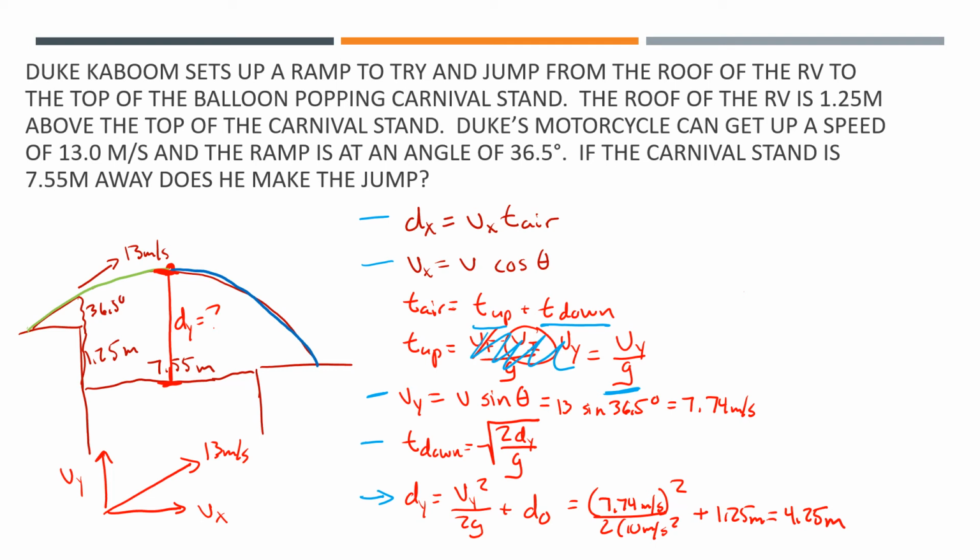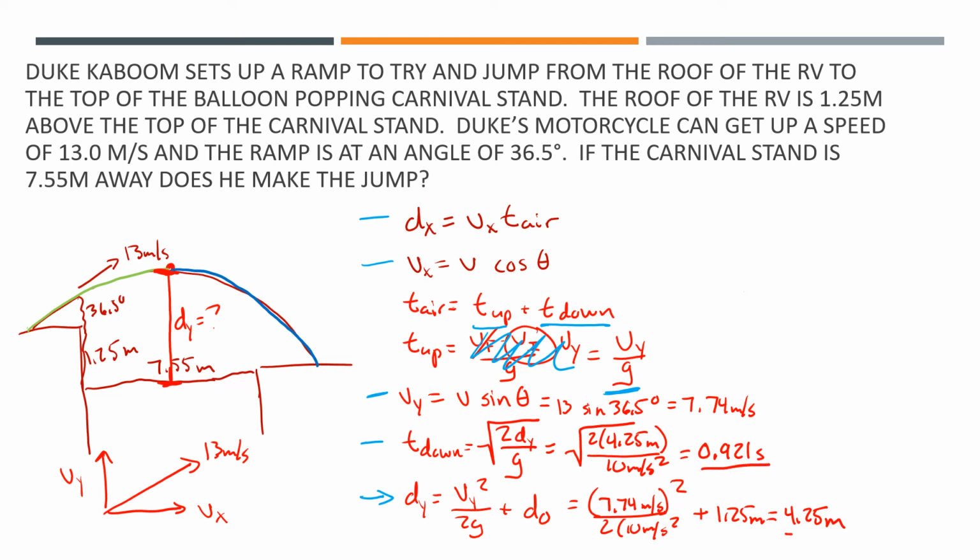above, not above the ground, but above the carnival stand, right? That's how high we're going to go. So the next question becomes, if that's the case, how long is it going to take me to come back down? Square root of 2 times 4.25 meters, all divided by 10 meters per second squared. If we do that, we find out that it's going to take 0.921 seconds for the person to land back down on the ground.